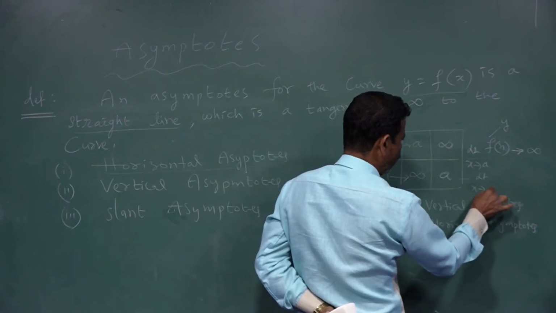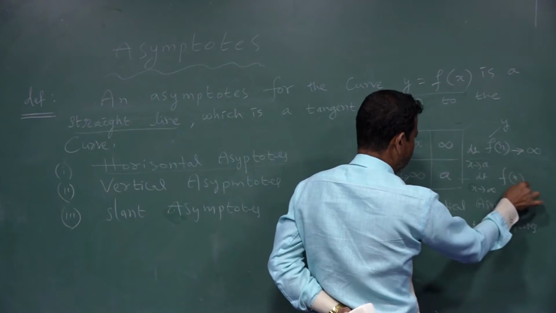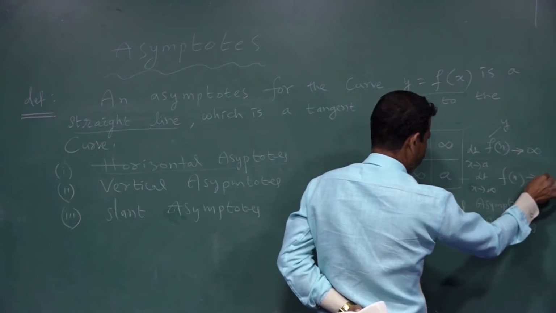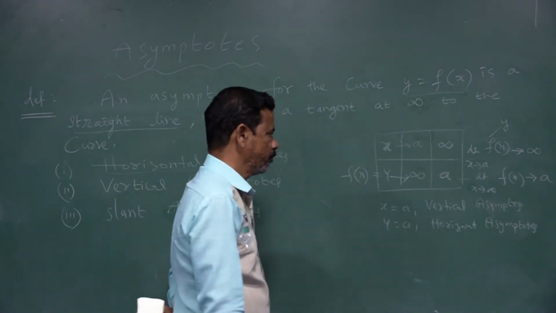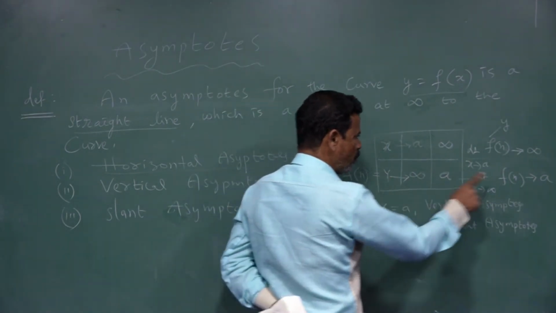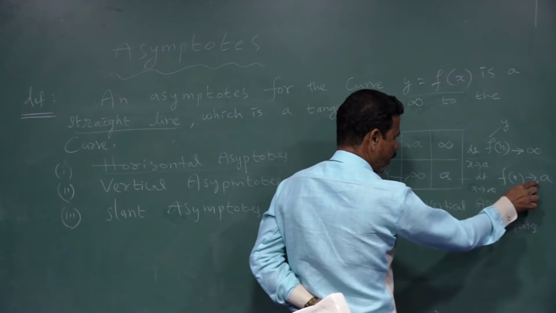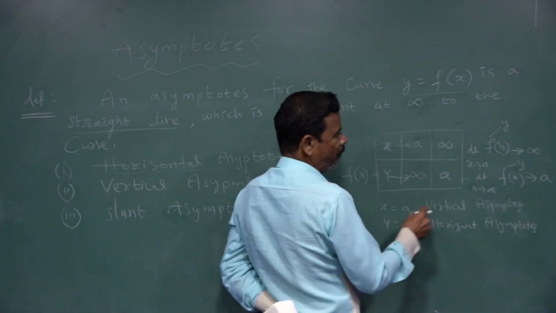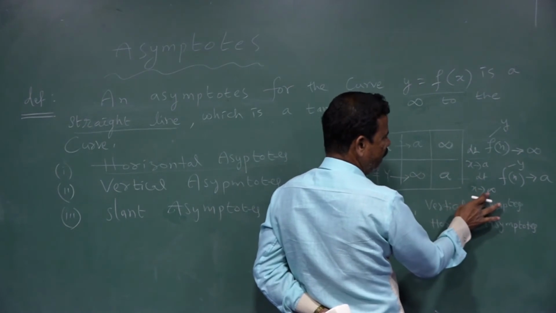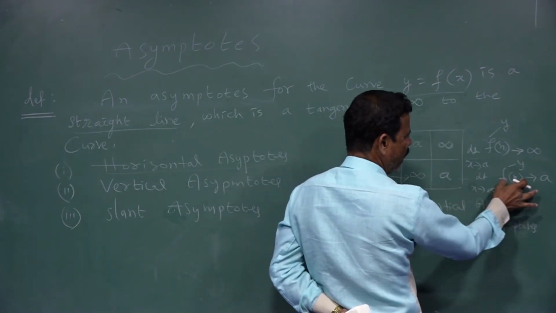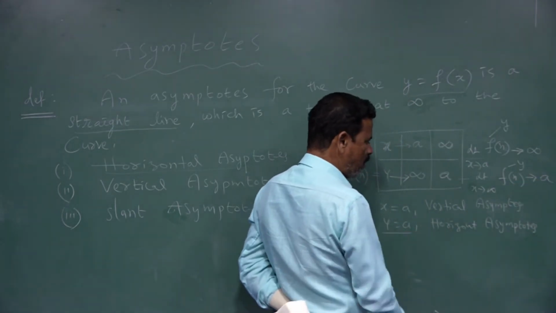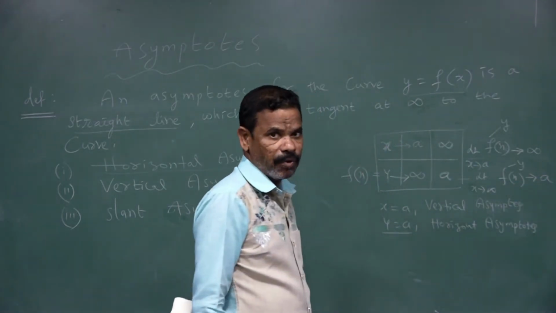Here, limit x tends to infinity, then f of x tends to a. F of x tends to a, otherwise y tends to a. This is y. Where is the infinity? X is infinity, then this y value tends to a. Then y is equal to a is the horizontal asymptote.